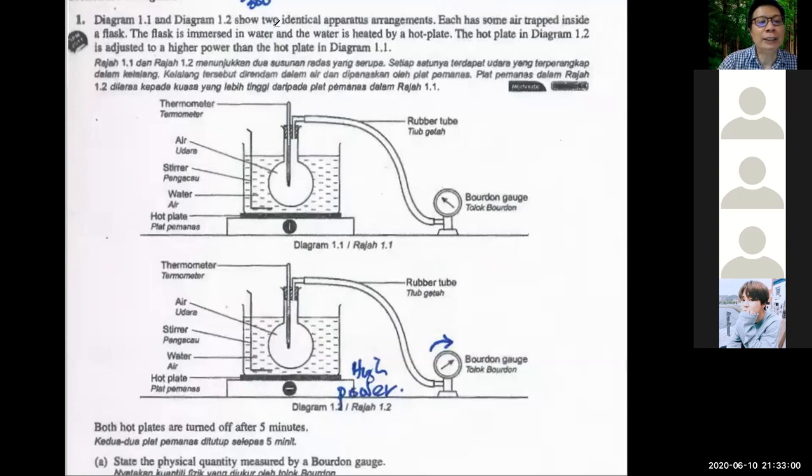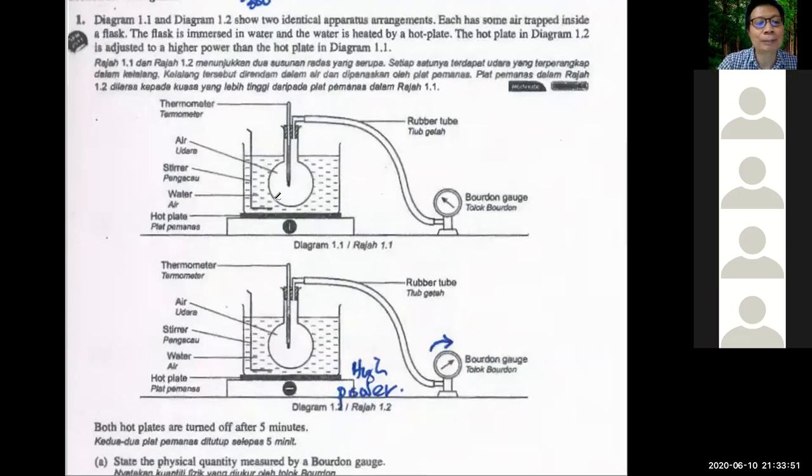Then the flask is immersed in water and the water is heated by a hot plate. Here is the hot plate, you turn on the power to heat up the water. Here it is the same. The hot plate in diagram 1.2 is adjusted to higher power, so the temperature becomes higher. Then you can see the pressure also becomes higher on the Bourdon gauge. The Bourdon gauge's function is to measure the gas pressure. When you heat up the water, the gas becomes hot, so the pressure is high and pushes out, and the pointer deflects. Remember, a Bourdon gauge is used to measure gas pressure.